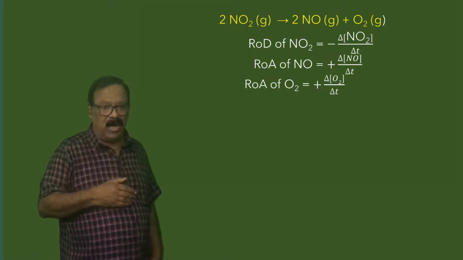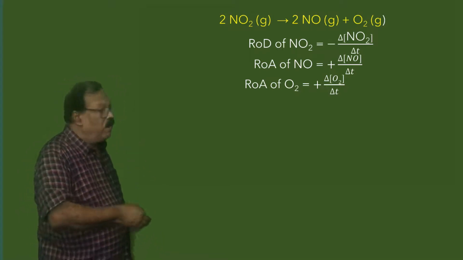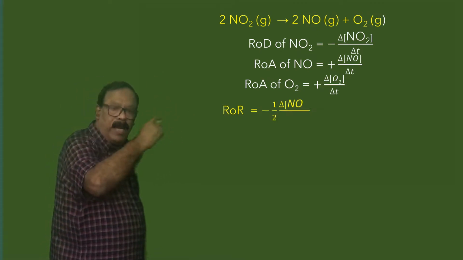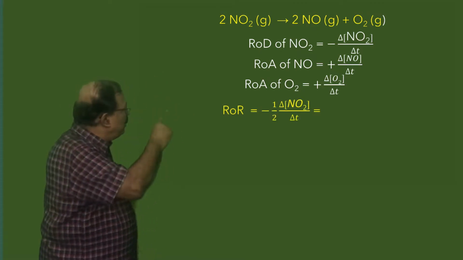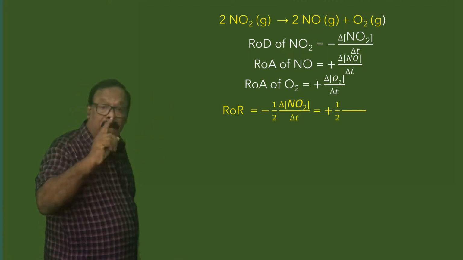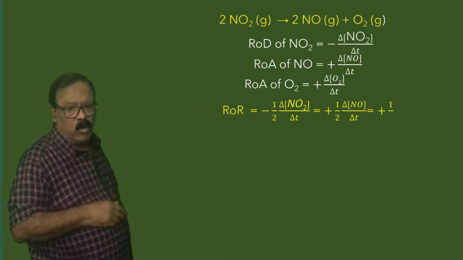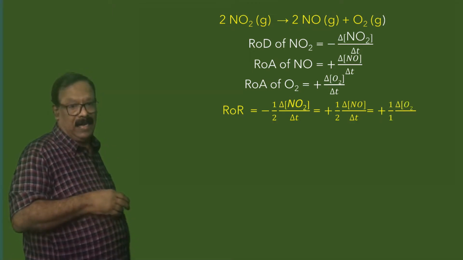There is no need to show that. So how will you write the rate of reaction now? This minus 1 by 2 delta NO2 by delta T equal to plus 1 by 2 delta NO by delta T equal to 1 by 1, no need to put 1 by 1, delta O2 by delta T.